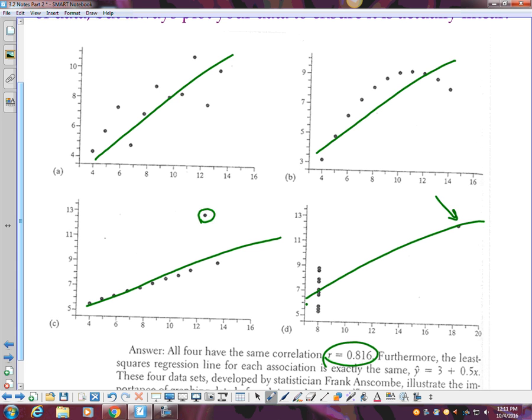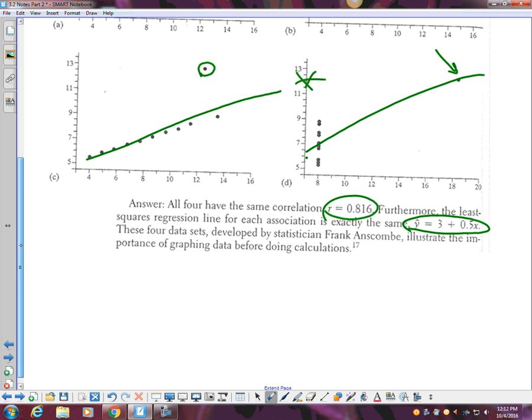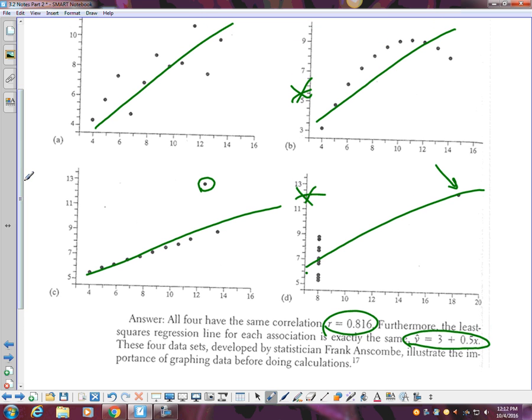Now, is B a linear model? No. Should D be a linear model? Absolutely not. Now here's just one step farther. The least squares regression line for each association is exactly the same. All 4 of these graphs have the exact same prediction equation. That's crazy, because 2 out of the 4 are 100% not linear. Yet they have the same R as A and C, and they have the same exact equation.